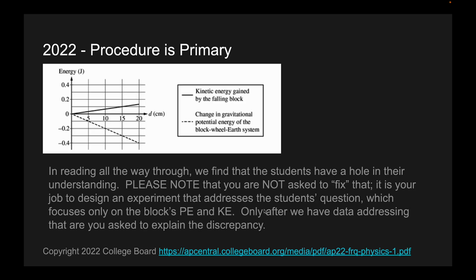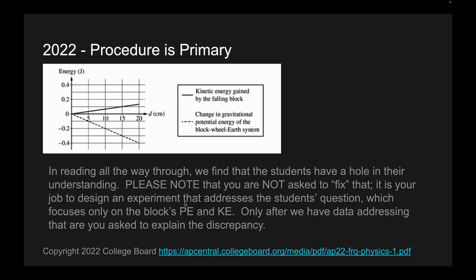Now, if we read all the way through, we see hints that when the students thought the PE and the KE for the block should equal each other, they're not correct. They were forgetting the kinetic energy of the wheel itself. Please note that in the procedure part of this, you were not asked to fix that. It wasn't your job, even if you could see that right away. It wasn't your job to change the experiment, to change their hypothesis effectively.